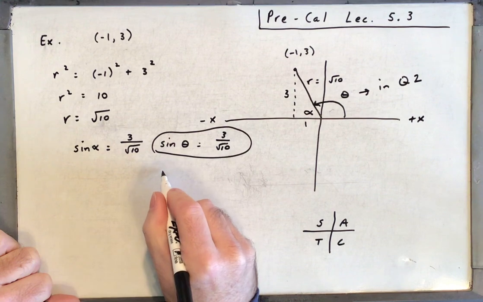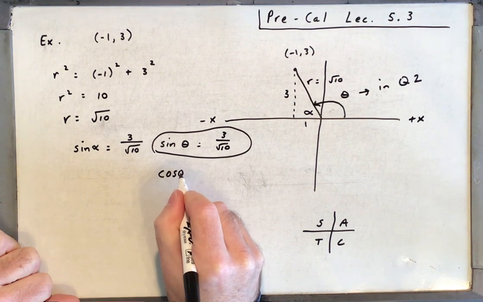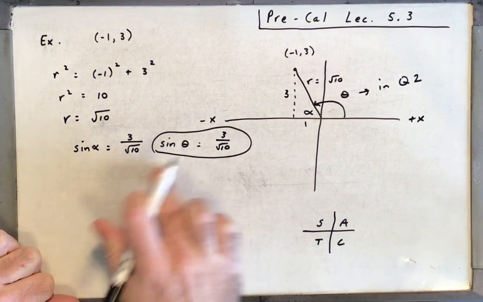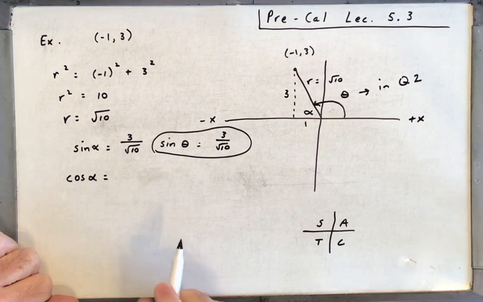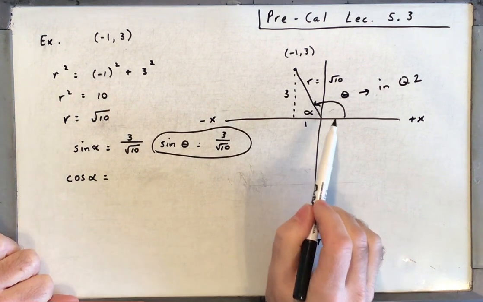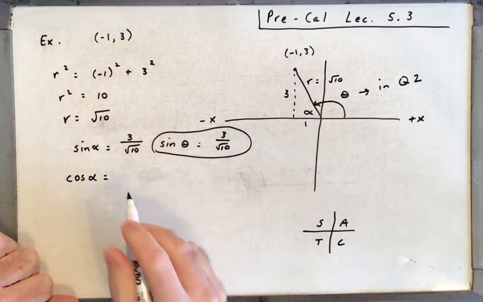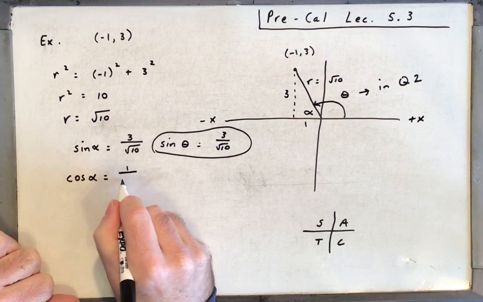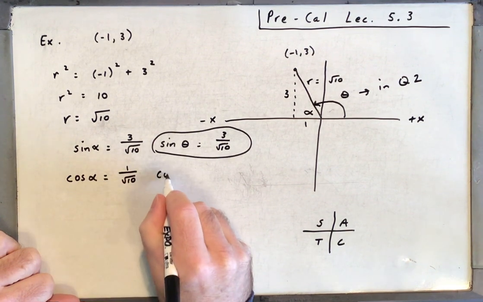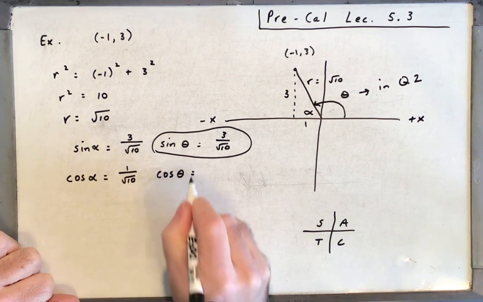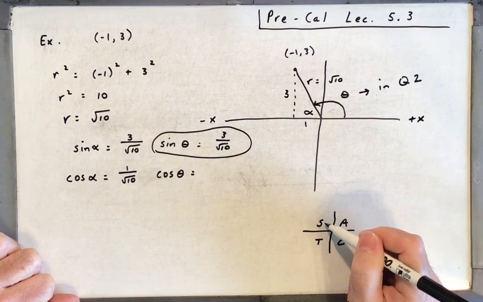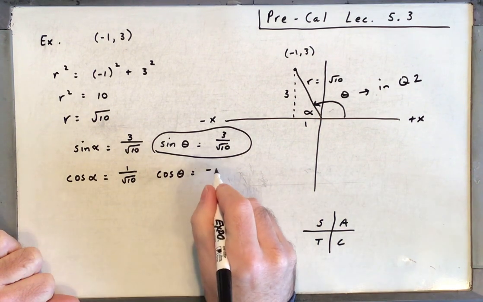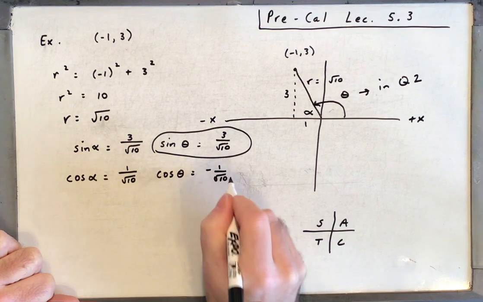All right, well, what is cosine theta? Let's figure out cosine of alpha first. Cosine of alpha is adjacent over hypotenuse, so 1 over the square root of 10. However, cosine in quadrant 2 is negative. Remember, only sine and cosecant are positive in quadrant 2. Cosine is negative, so it's going to be -1 over the square root of 10.